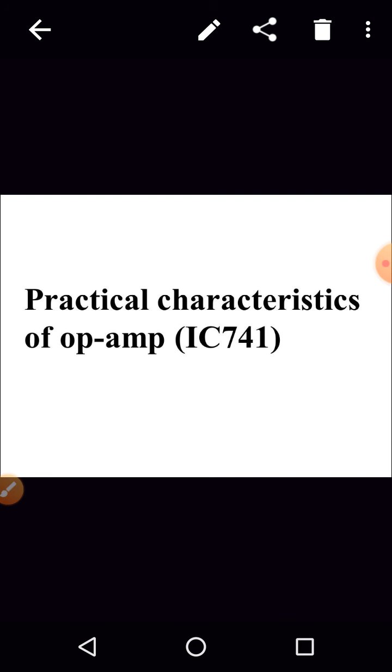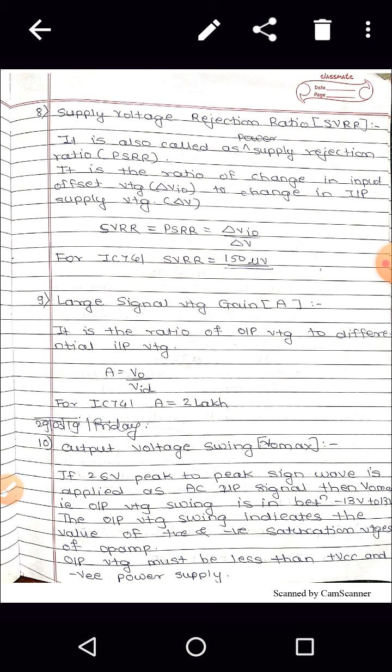Practical characteristics of op-amp IC741. Next practical characteristic is the supply voltage rejection ratio, SVRR. Supply voltage rejection ratio, in short SVRR, is also called the power supply rejection ratio, PSRR.